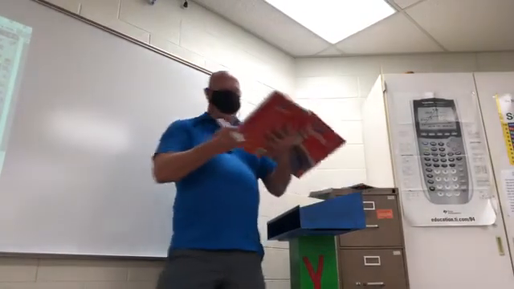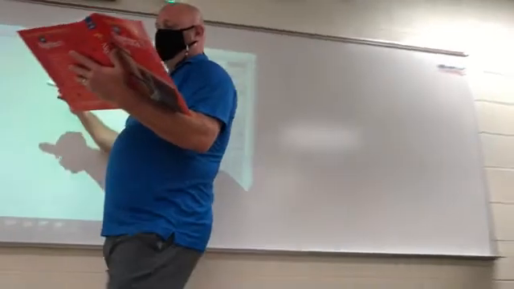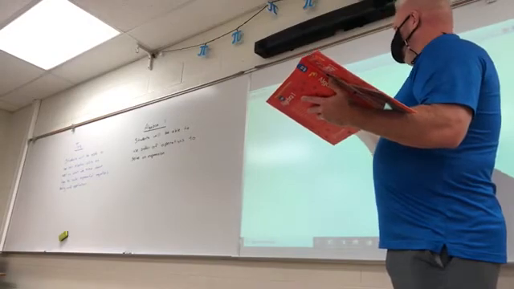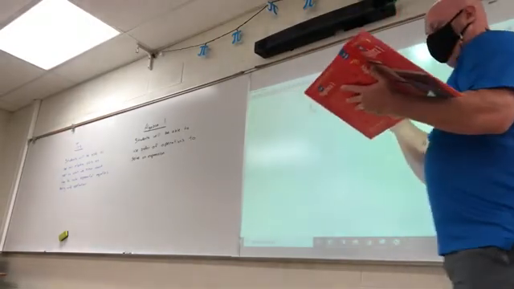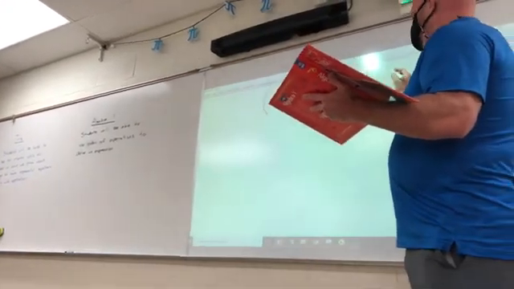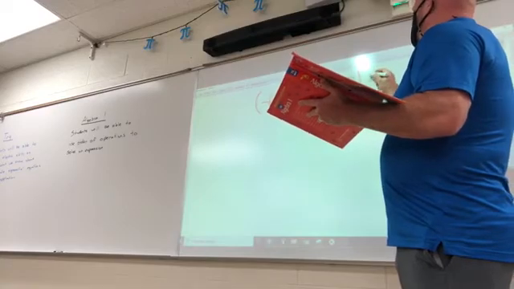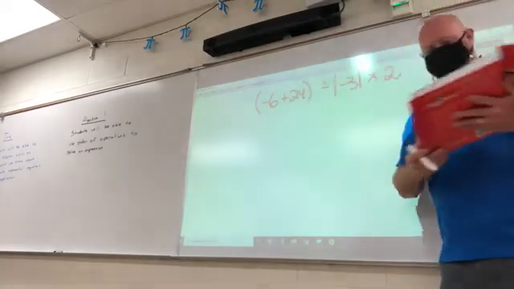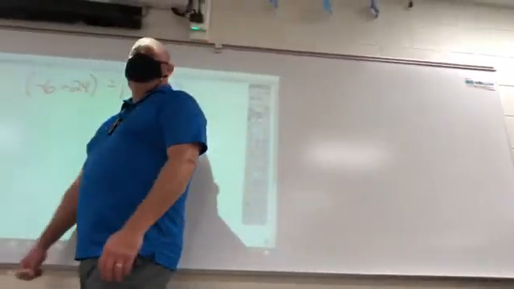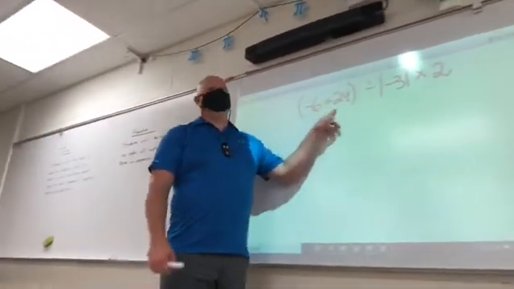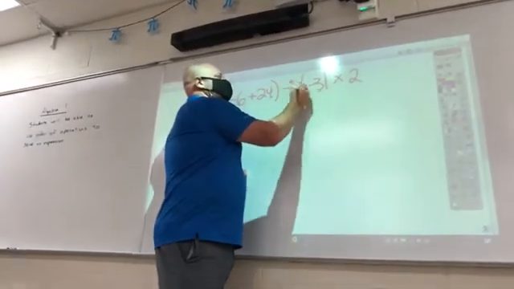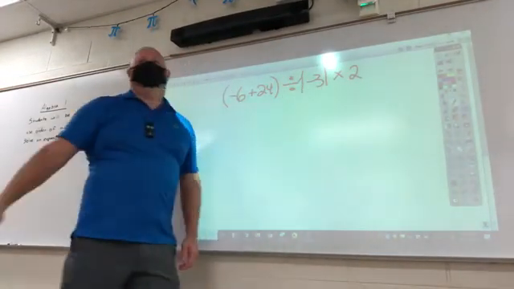Let's try one more. So write this down. Negative 6 plus 24 in parentheses divided by the absolute value of negative 3 times 2. Go. Negative 6 plus 24 in parentheses divided by absolute value of negative 3 times 2.